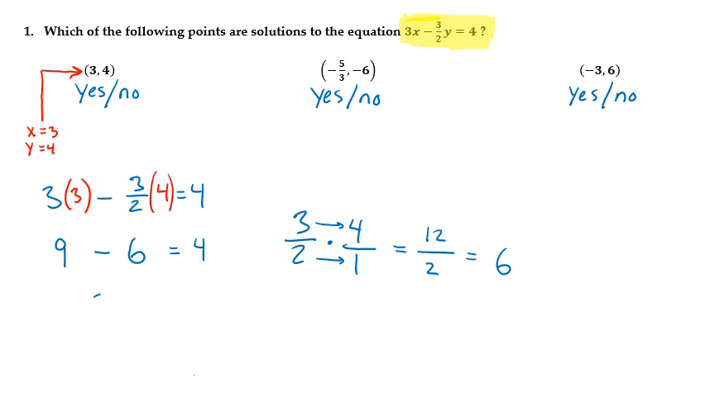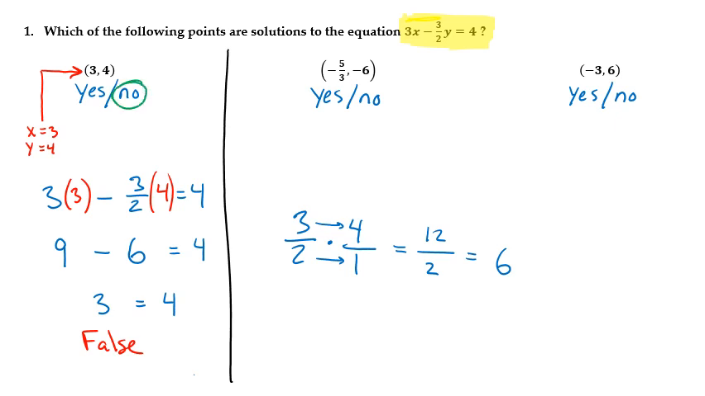9 minus 6 is 3. 3 is not equal to 4, so this is a false statement. So our answer is no. It's not a point on the line associated with this equation, so it's not a solution to this equation. Okay, so we've got to do the same thing for each of the 3 points.